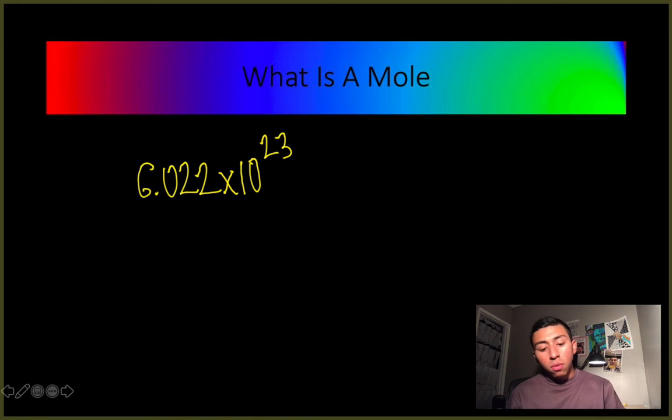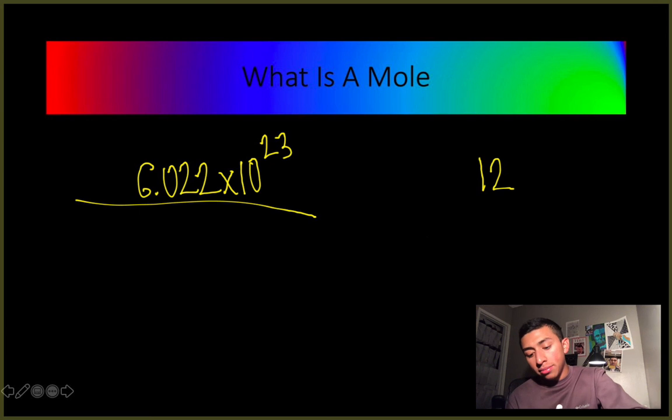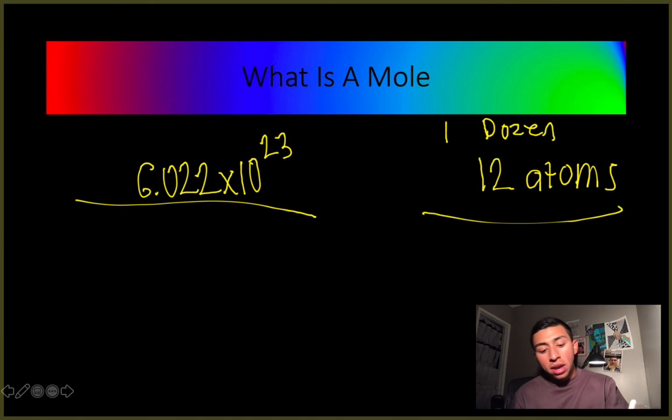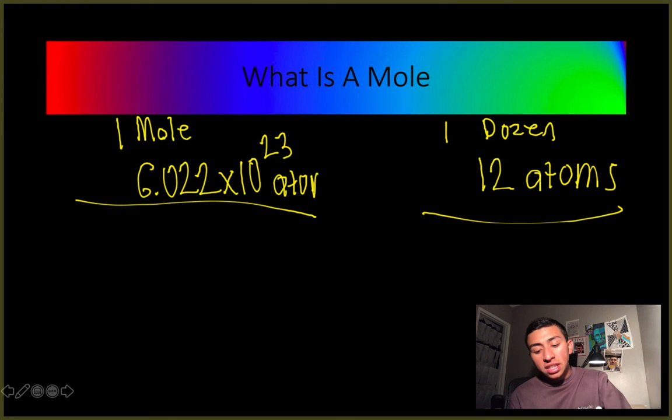So if I were to have 1 mole of an element, if I have 1 mole of helium atoms, I have this many number of atoms. Sorry, I have 6.022 times 10 to the power of 23 atoms. It's just like saying I have a dozen atoms. If I have a dozen atoms, I have 12 atoms. Right? That's 1 dozen atoms. You have 12 atoms. But if you have 1 mole of atoms, you have 6.022 times 10 to the power of 23 atoms, which is a much larger number.